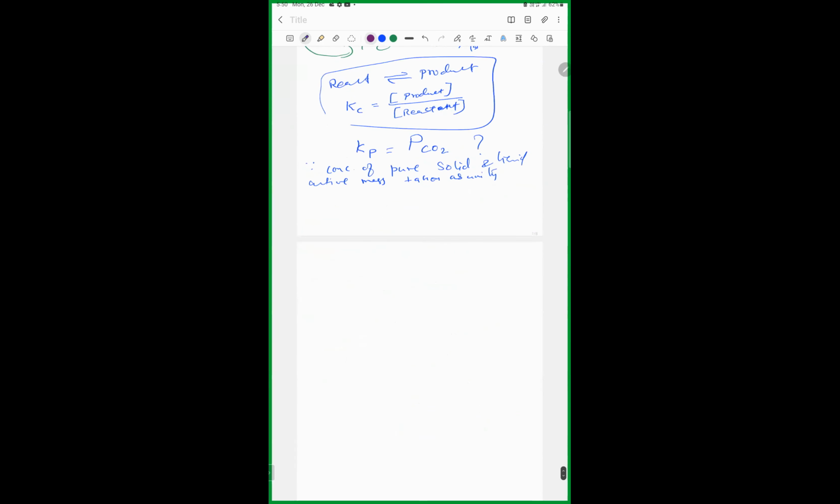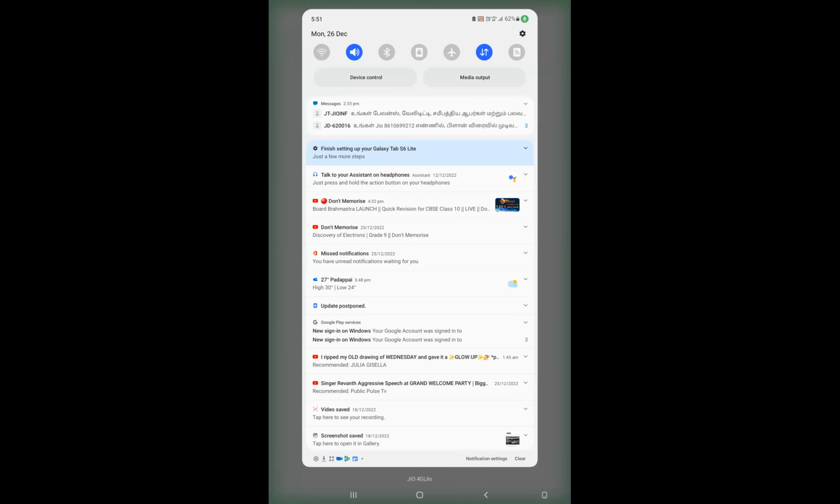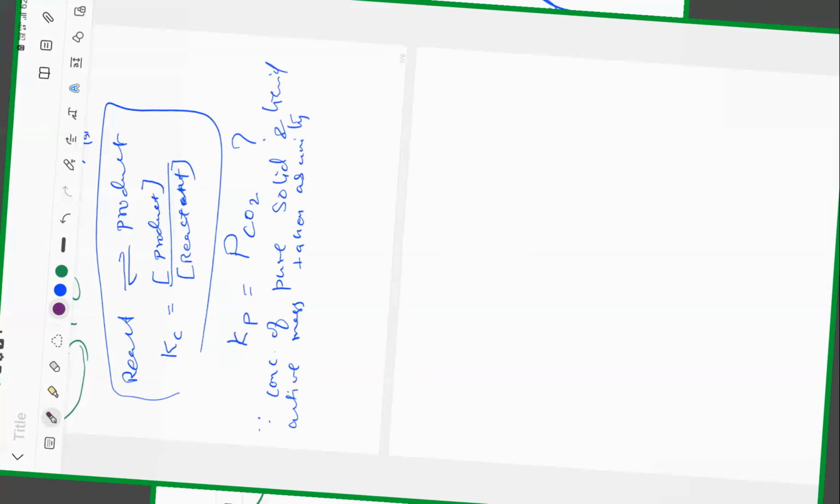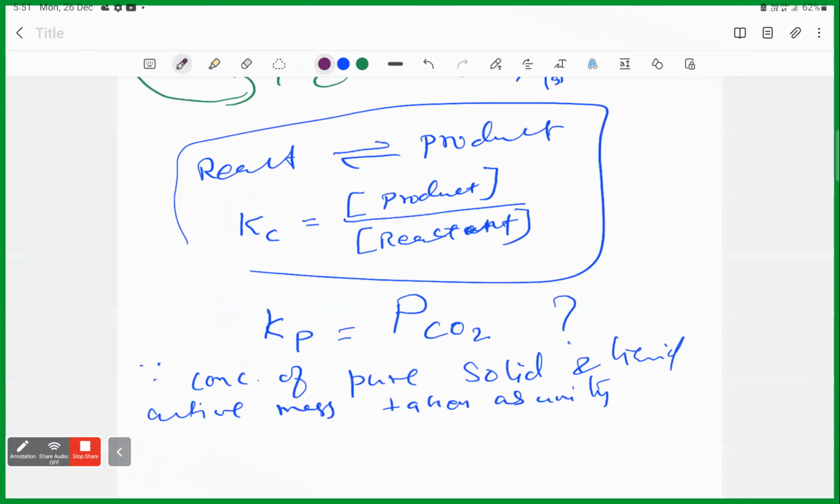Sir, doubt sir. Yes ma'am. Sir, if there are two gases on the product side, should we take both, sir? Of course. Only it depends upon the gas. What are the gases we are taking? Okay. Okay sir. First time I doubt, getting very good.